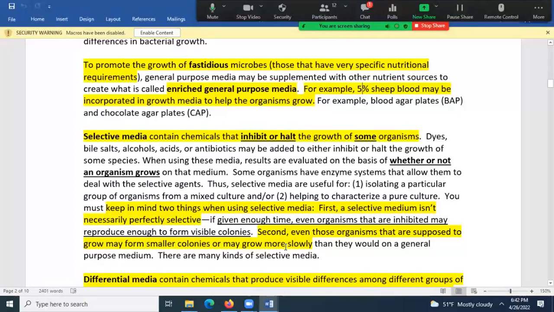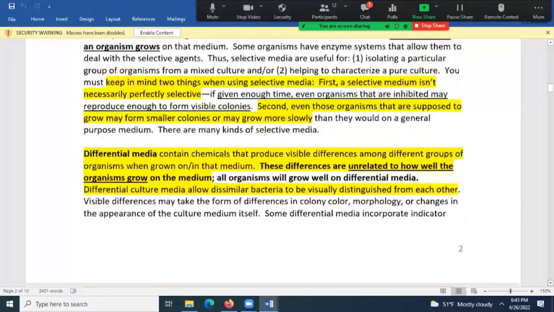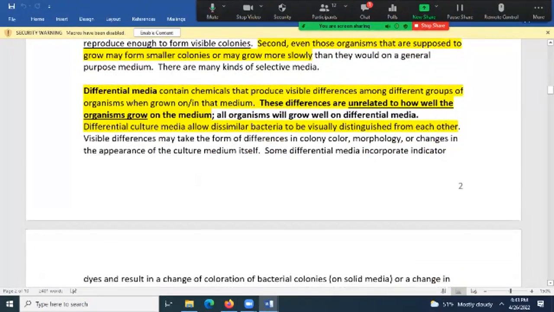And then second, even those organisms which are supposed to grow on the selective media may form slightly smaller colonies, or they may grow slower on the selective media than they do on the general purpose media. I can't think of an example of that, but you might be able to find one. An example of a selective media is one that has 7% sodium chloride added to it. That will select against organisms that do not grow in 7% sodium chloride.